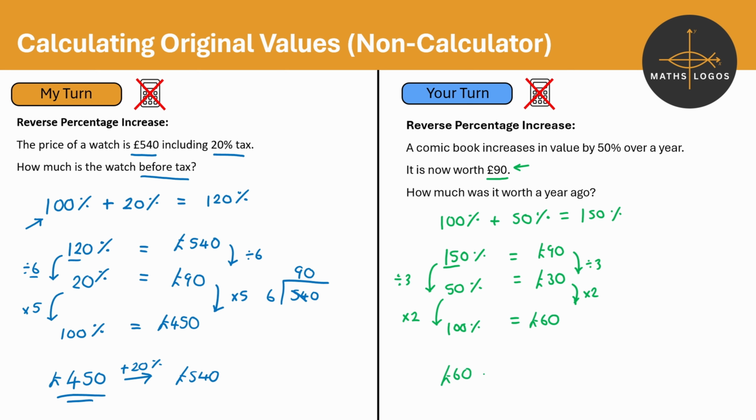How much was the comic book worth a year ago? Well, it was £60. We added on 50%. Well, 50% of 60 is half of 60. That's 30. If we add those together, we get 90. So I know I've done that question right.